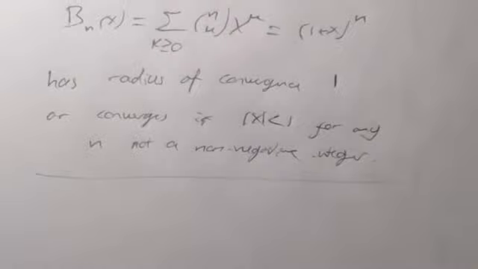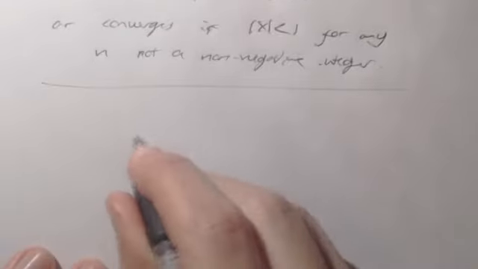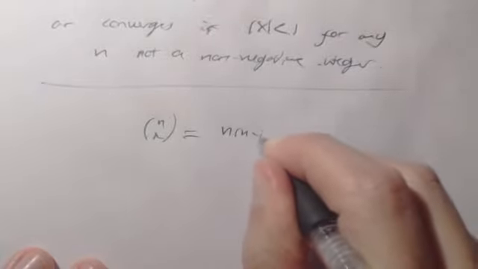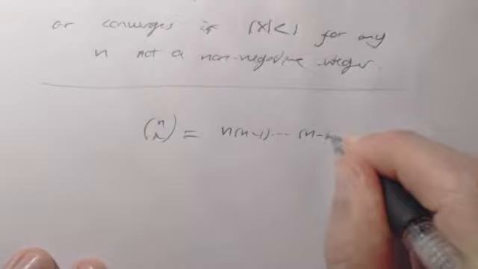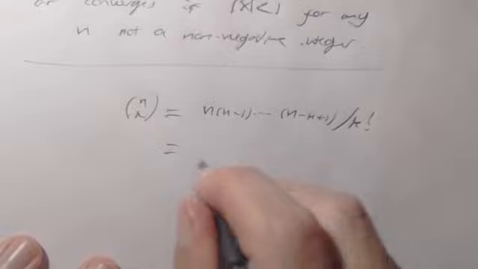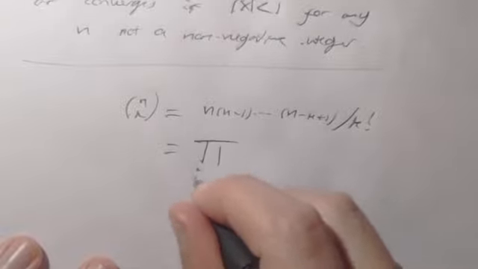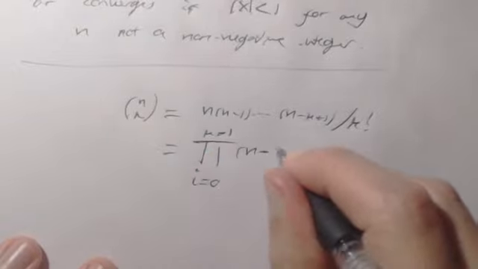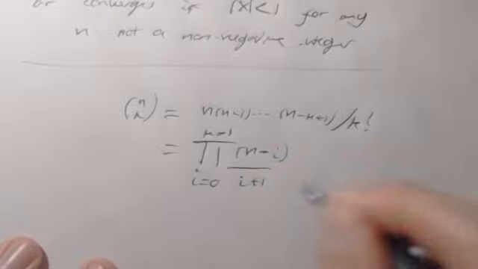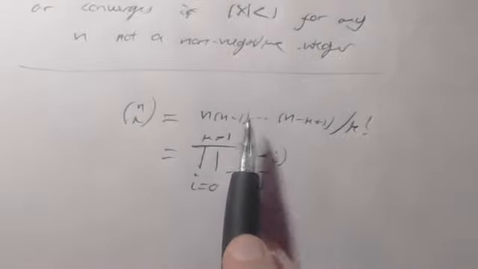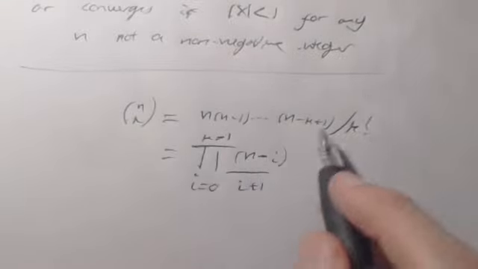And so all we need to do is look at the ratio test, really. And so if I note that n choose k, which is n times n minus 1 dot dot dot to n minus k plus 1 over k factorial, I'm going to rewrite this in the following form. The product from i equals 0 to k minus 1 of (n minus i) over (i plus 1). This will give us this: n minus 0, n minus 1, and so on to n minus (k minus 1).